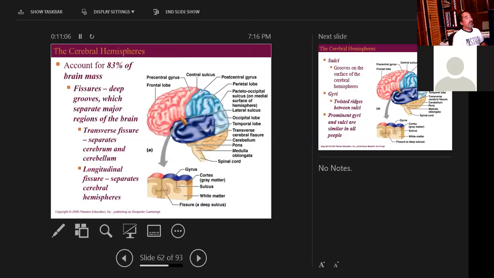Now the cerebral hemisphere. So we finished with the diencephalon. We're now going to the cerebral hemispheres. So there are fissures on your cerebral hemisphere. Okay. So the fissures are deep grooves, okay?